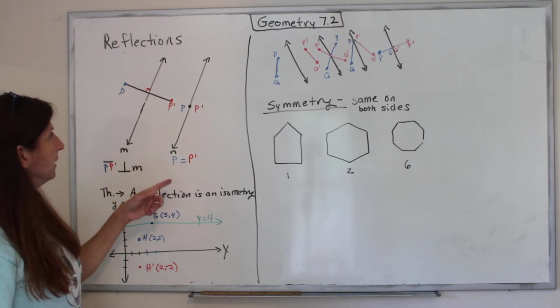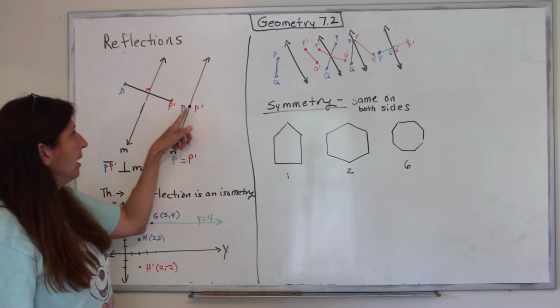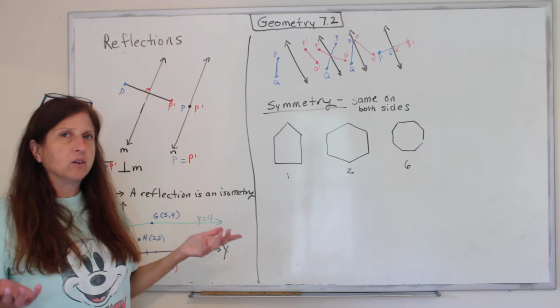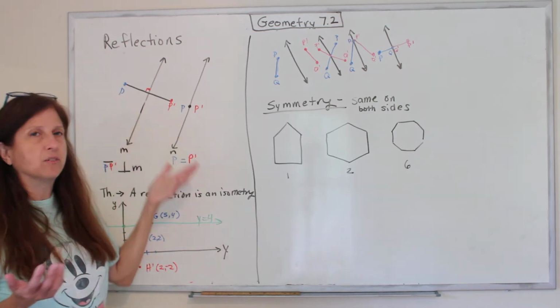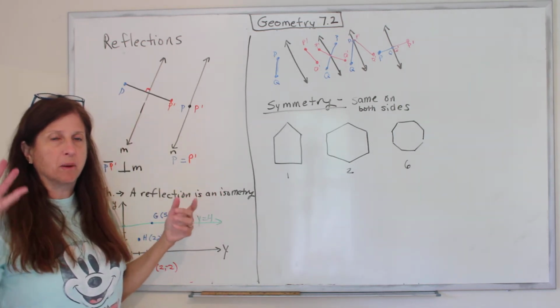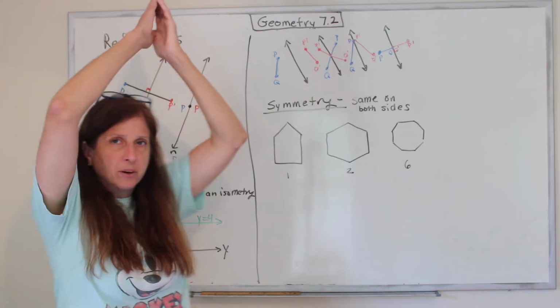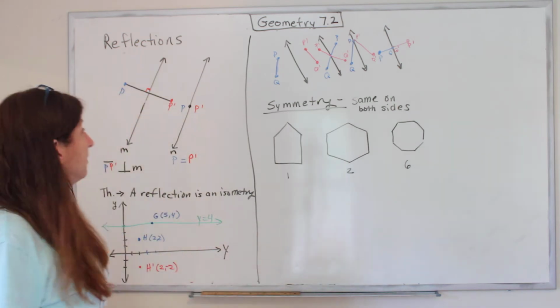Okay, here's another one. P and P prime are actually the same point, and they're on line M. So why is that a reflection? Because how's it flipping if it's its own self? Is it just somehow spinning on its axis like a globe? Is that what it's doing? You can imagine it that way if you want.